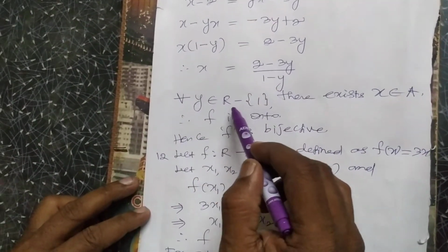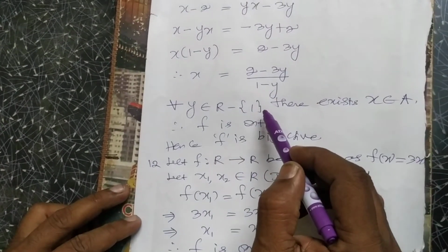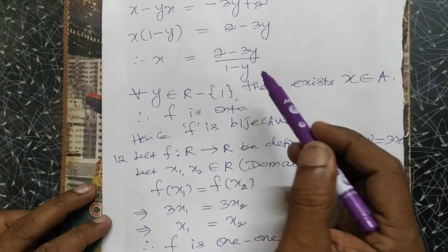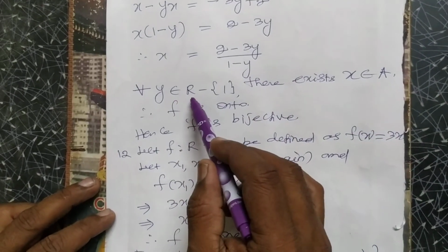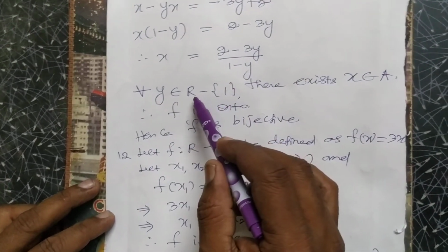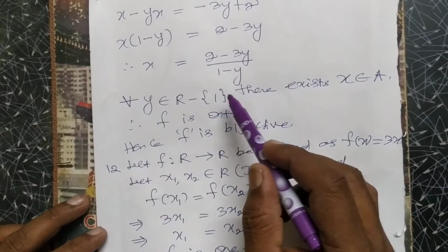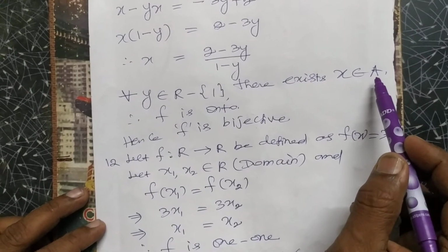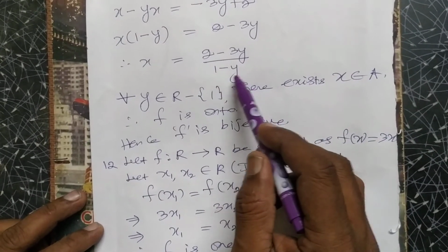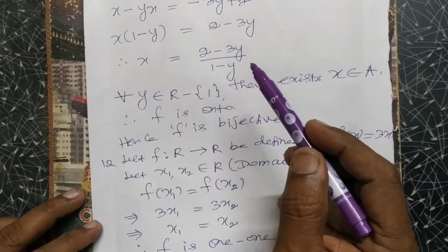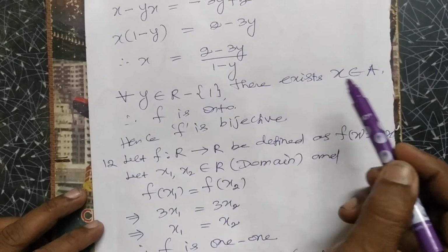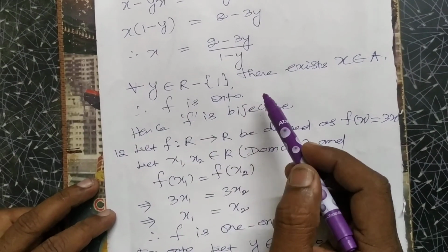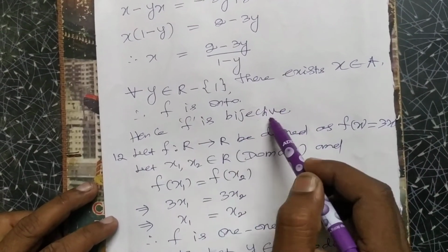For all y belongs to R minus 1, since the denominator is 1 minus y, y cannot be equal to 1. For all y belongs to the codomain, real numbers minus 1, that is B, there exists x belongs to A. If y is not equal to 1, then definitely x will be a real number other than 2. Therefore, f is onto, hence f is bijective.